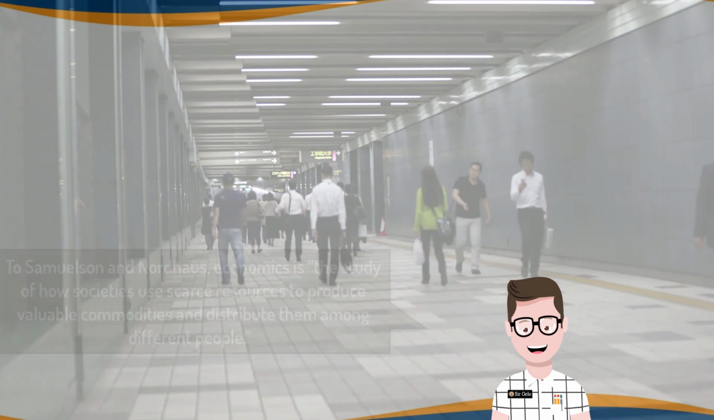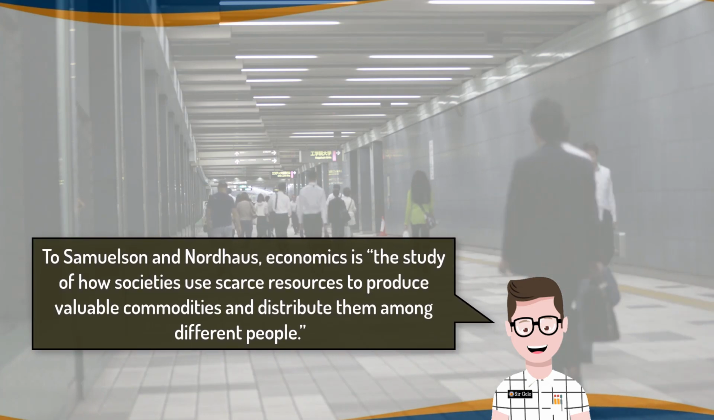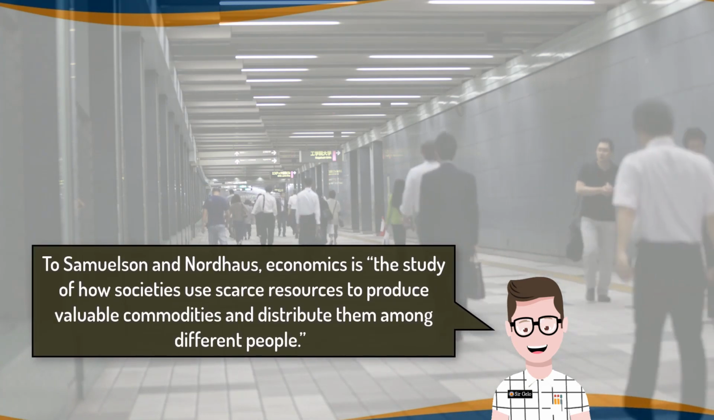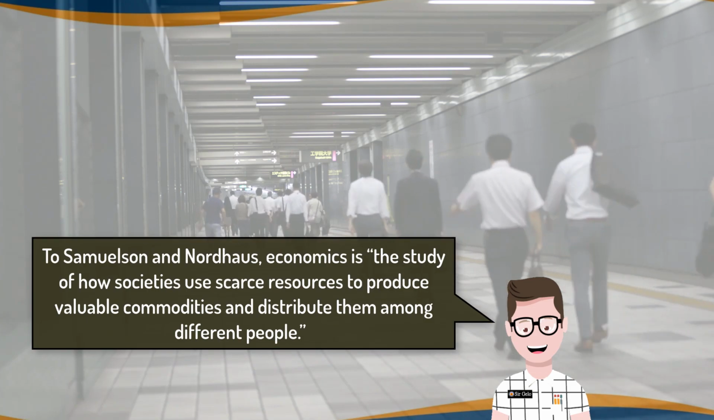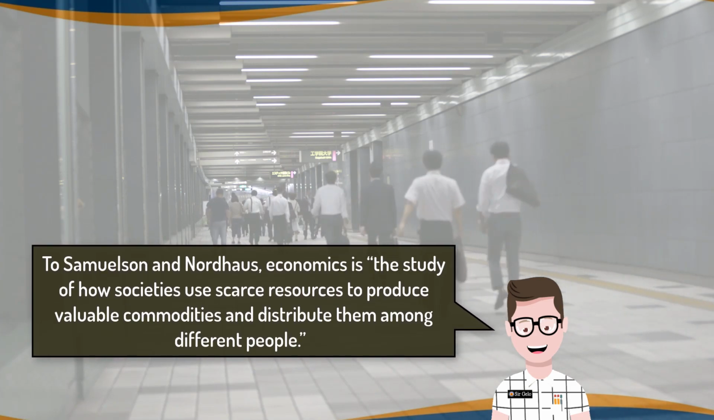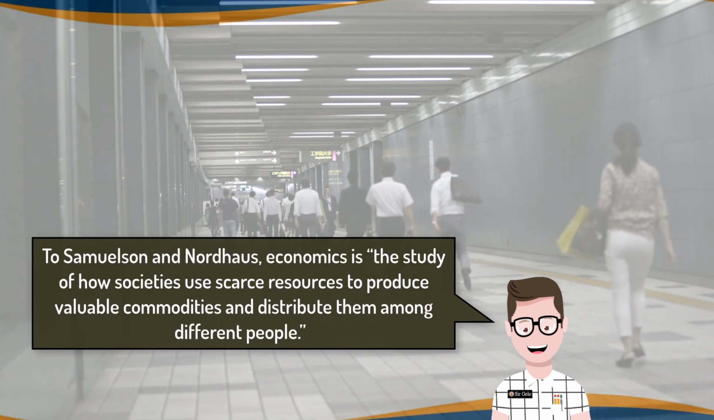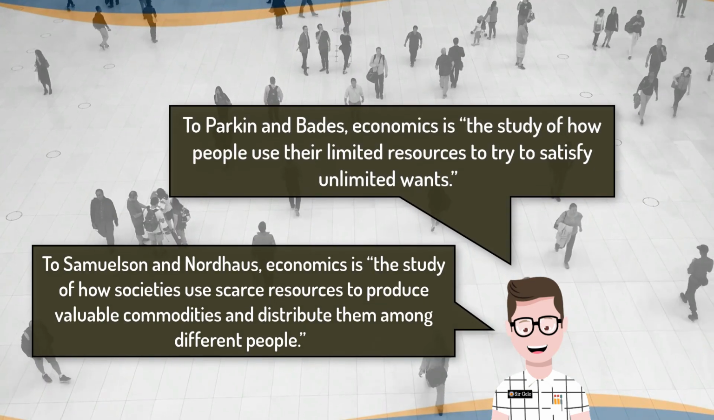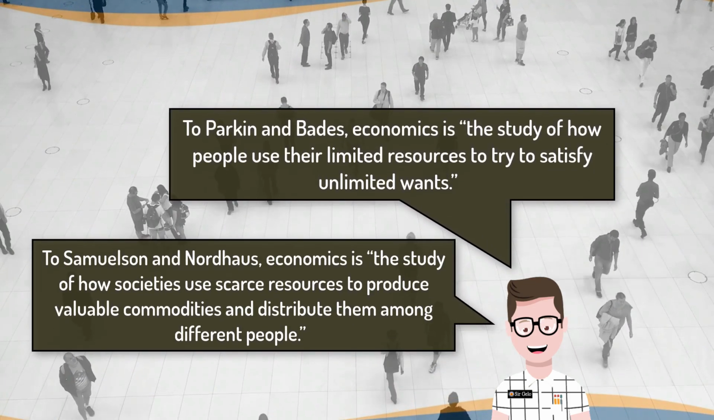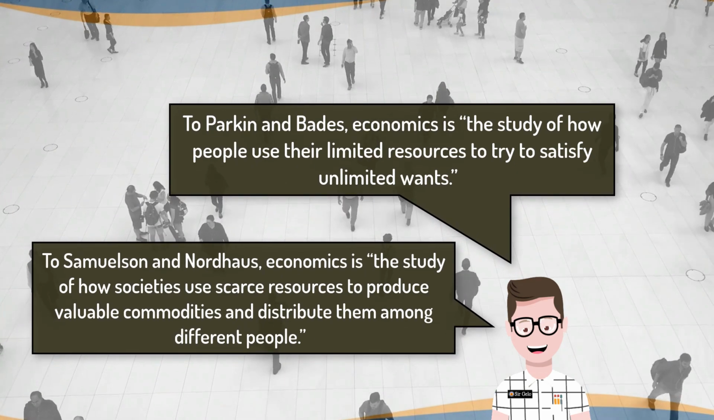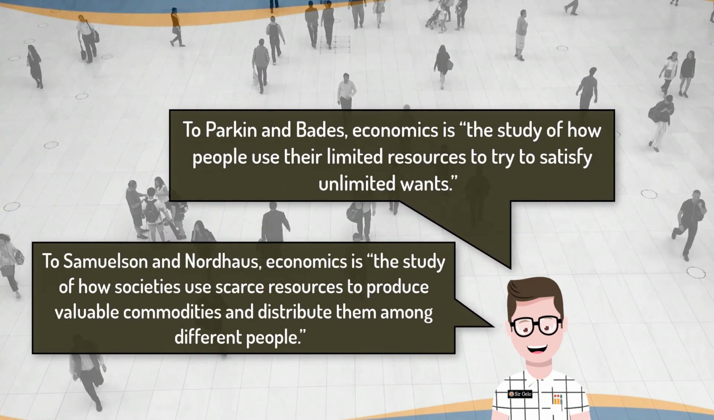To Samuelson and Nordhaus, economics is the study of how societies use scarce resources to produce valuable commodities and distribute them among different people. To Parkin and Bates, economics is the study of how people use their limited resources to try to satisfy unlimited wants.